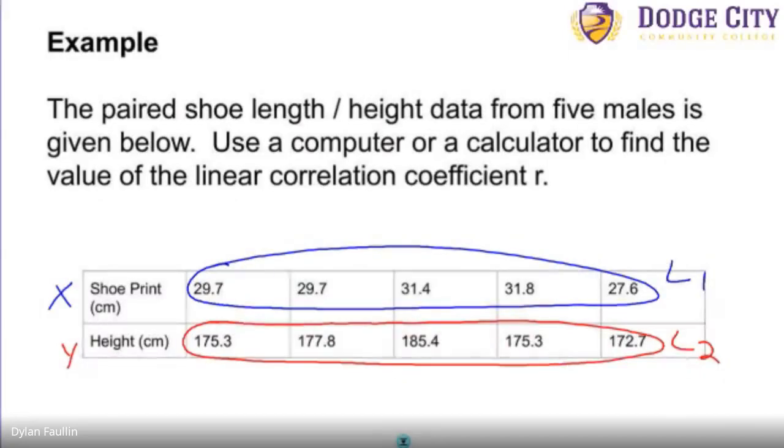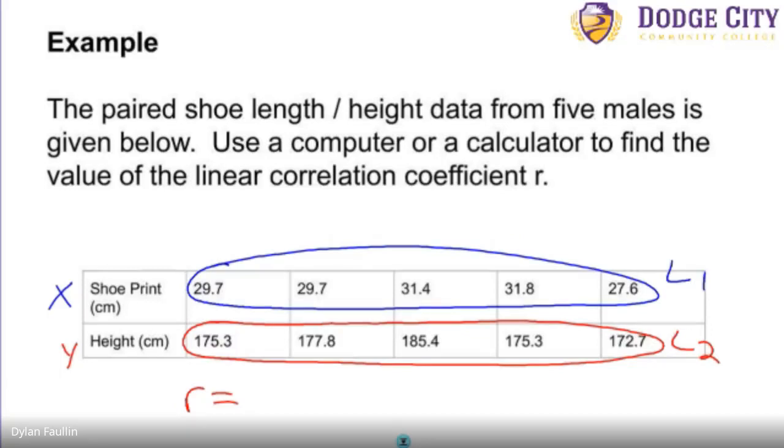The reg EQ, I'm not even sure what that is, so skip past that, just leave it blank, just go to calculate. And you'll get this menu of results, and you'll see that R is actually not at the top there, on the TI-84 anyways. So you scroll down, and at the very bottom, you'll see R squared, and then you'll see R.